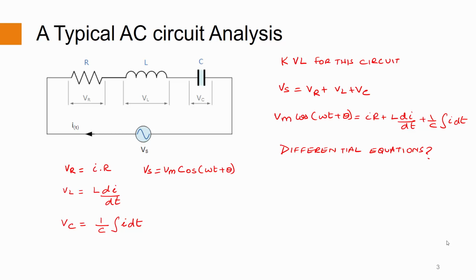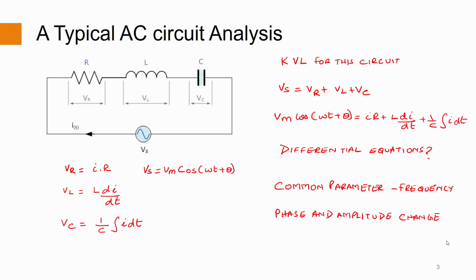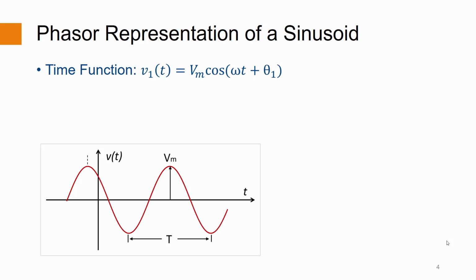The common parameter here is the frequency for all the components, which doesn't change. The phase and amplitude may change according to individual component values. Let us define the phasor representation of a sinusoid. A typical voltage sinusoid is of the form Vm cos(omega t plus theta).